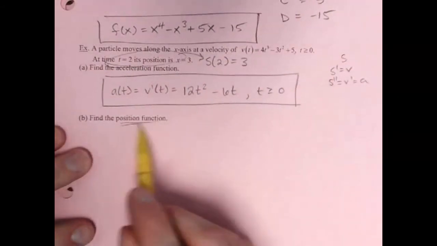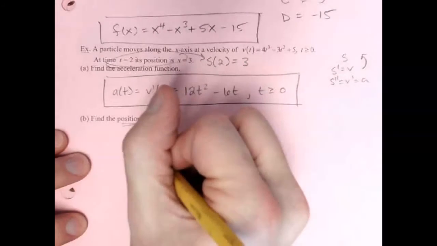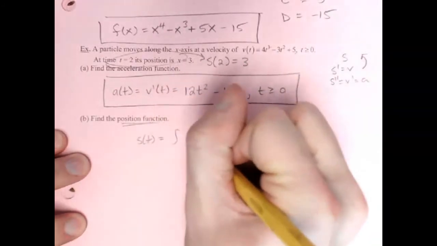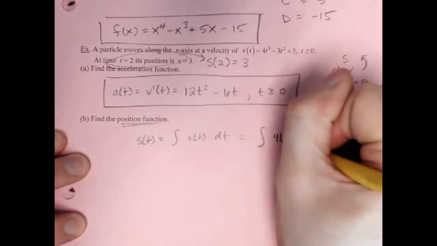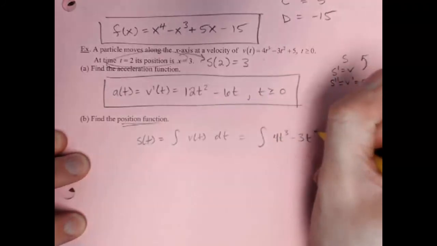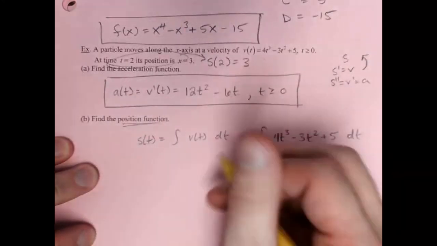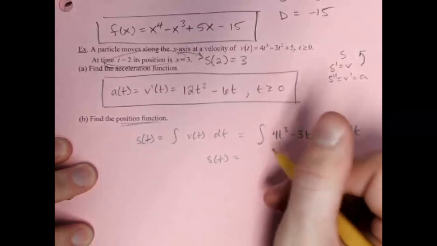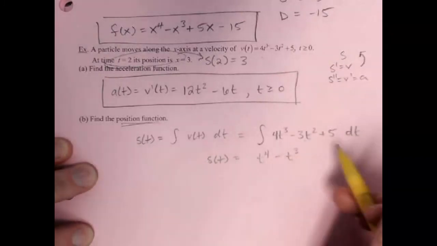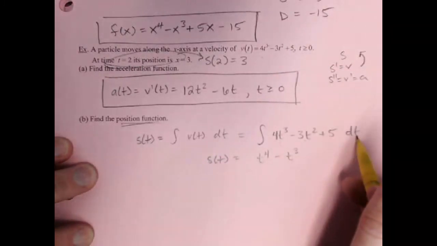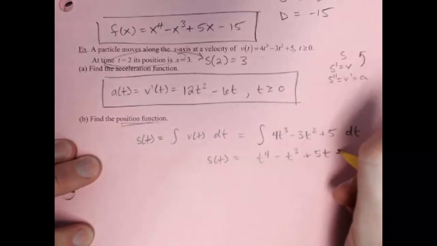But now it says find the position function. If it wants me to go from the velocity to the position, I would need to integrate. So here we go. S of t would be the integration of your velocity with respect to time. So here we're going to integrate 4t cubed minus 3t squared plus 5 with respect to t. The integration of this would be t to the 4th power. The integration of this would be t to the 3rd power. The integration of 5 with respect to t, it's not 5x, it's going to be plus 5t. And then, of course, I would have that constant that would come up.